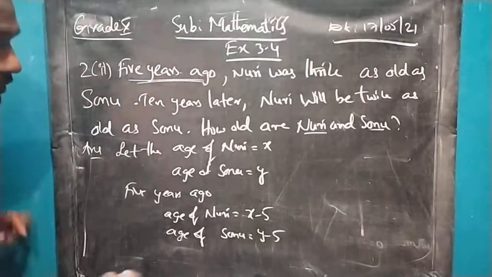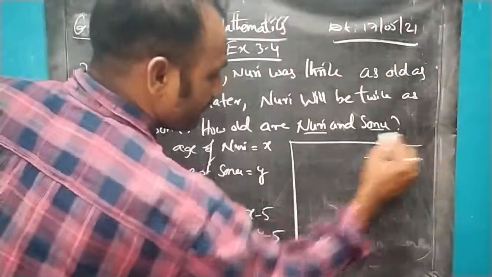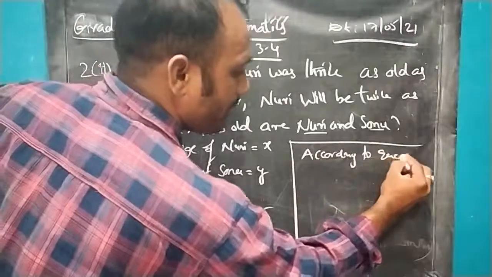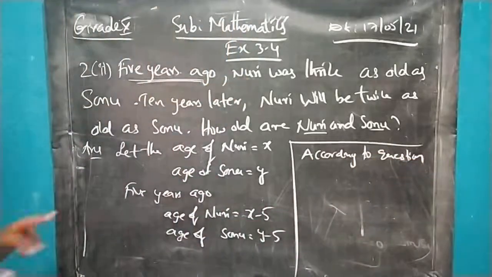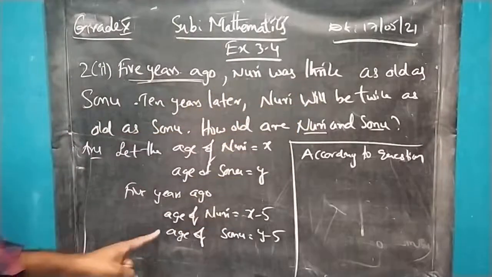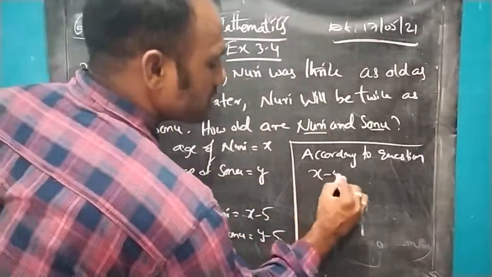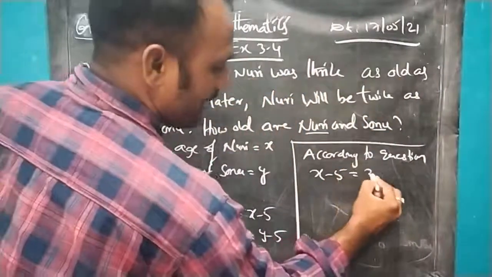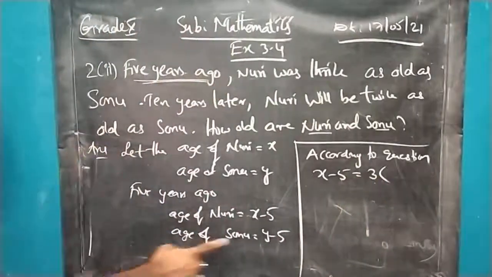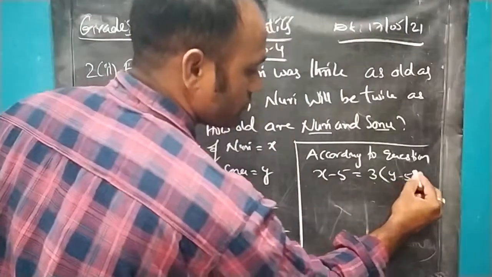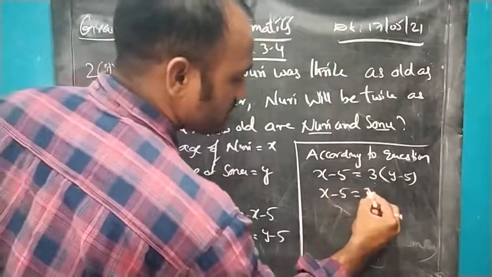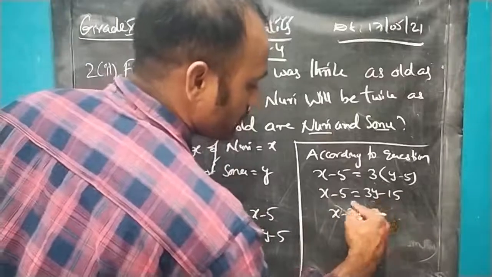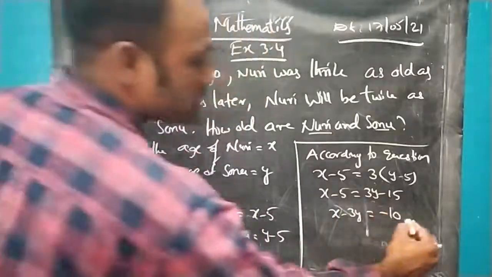Next, according to the question, let us see what is saying. Nuri's age is how much? X minus 5 was thrice. Thrice means 3 times of whose age? Sonu's age. Sonu's age is Y minus 5. So the equation will become X minus 5 is equals to 3Y minus 15. So X minus 3Y is equals to minus 10. This is the first equation.